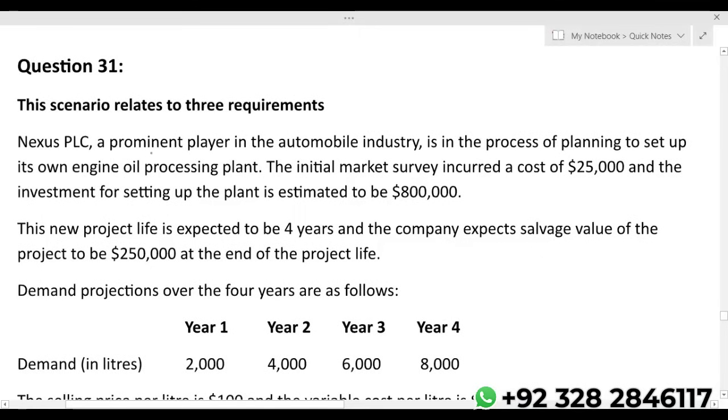Nexus PLC, a prominent player in the automobile industry, is in the process of planning to set up its own engine oil processing plant. The initial market survey incurred a cost of 25,000. Can I say sunk cost? This 25,000 is irrelevant. For setting up the plant, your initial investment is 8 lakh. 25,000 is sunk cost, past cost, irrelevant. The new project life is expected to be 4 years. And the company expects a salvage value, scrap value, of course relevant, of 250 at the end of project life. So at T4, the scrap value will be 250.